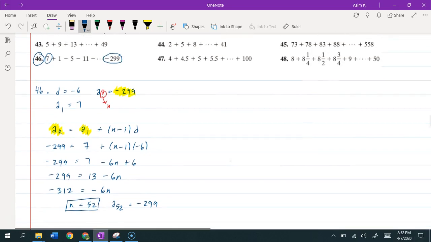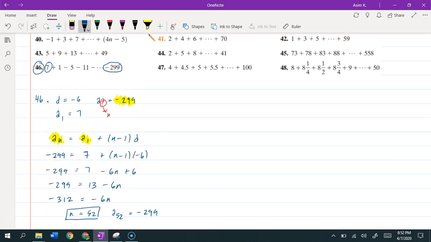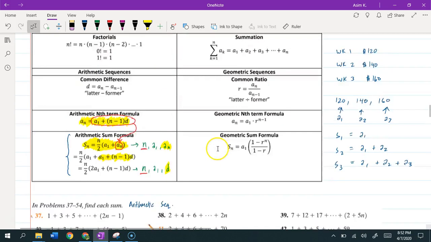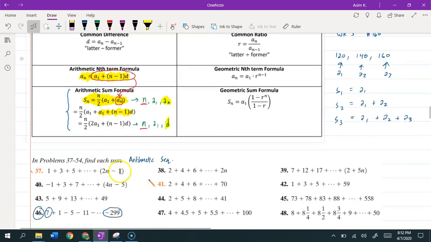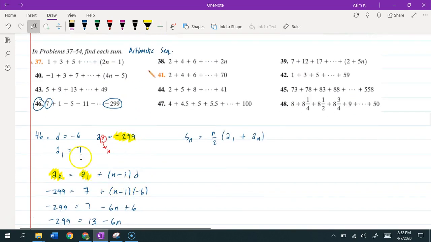Now we are ready to use the sums formula. The sums formula says S sub n is equal to n divided by 2 multiplied by a sub 1 plus a sub n, right? So that's what the nth term formula is if we simply use its first version, and that's sufficient. You don't need to use the secondary version of it. It'll still get you the same answer.